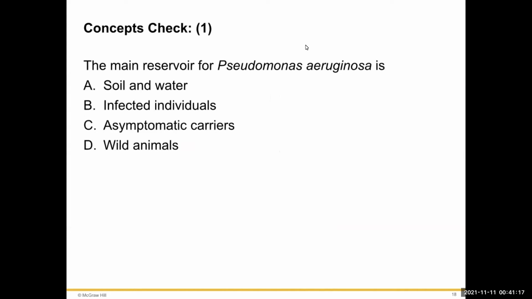So the main reservoir for Pseudomonas aeruginosa is what? Soil and water, infected individuals, asymptomatic carriers, or wild animals? Where does Pseudomonas aeruginosa live? Soil and water. That's where it lives. You got it. Perfect.